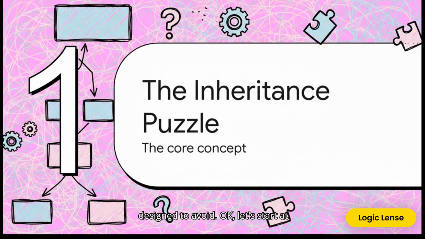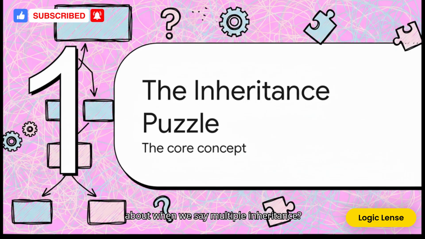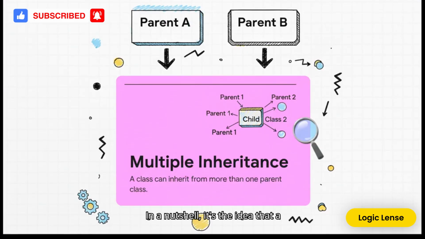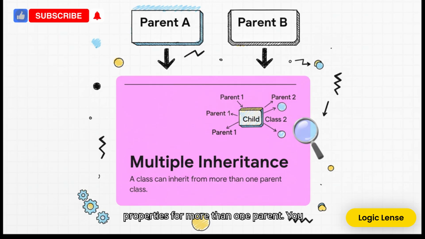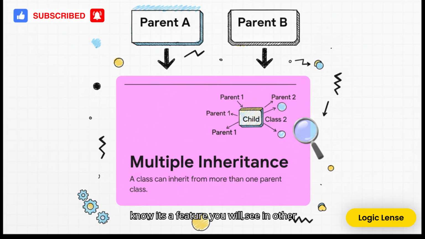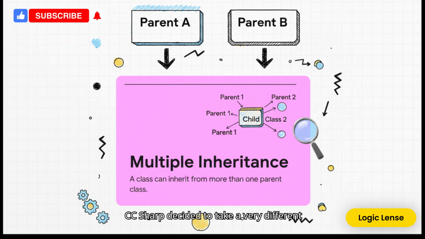Okay, let's start at the beginning. What are we even talking about when we say multiple inheritance? In a nutshell, it's the idea that a single class can inherit methods and properties from more than one parent. You know, it's a feature you'll see in other languages like C++. But, as you're about to see, C-sharp decided to take a very different path.